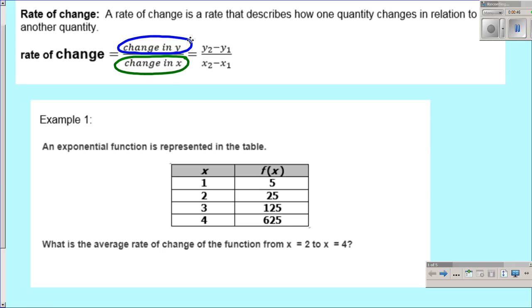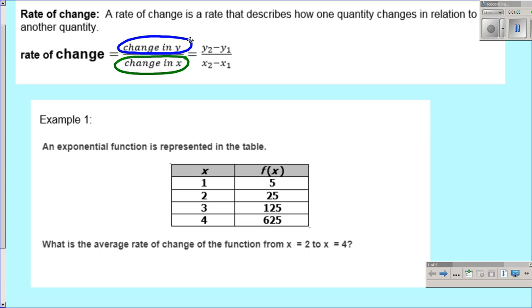Now, if we have 2 points in the form of ordered pairs, we can also use our formula. This should look familiar. This is also the formula we use to find slope. So to find the change in y, we can take the y2 coordinate, subtract the y1 coordinate, and write this as a ratio over the x2 coordinate minus the x1 coordinate.